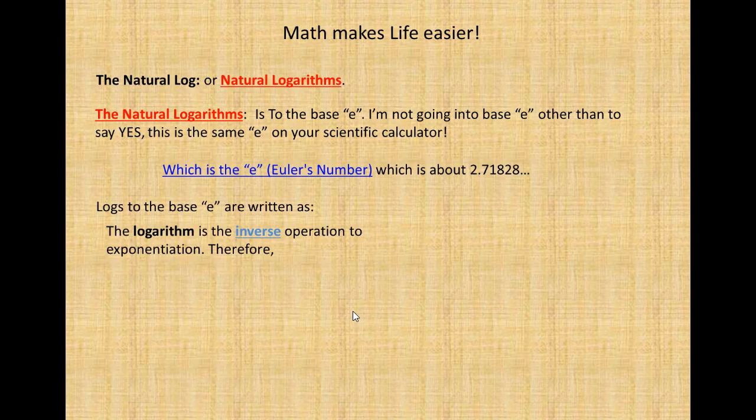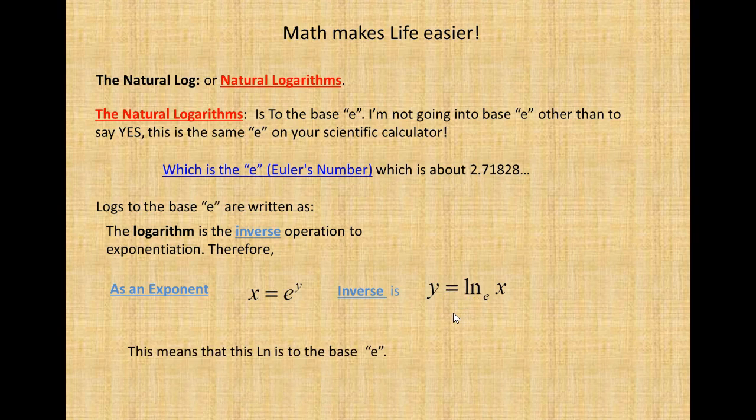Logs to the base e are written like this. The logarithm is the inverse operation to exponentiation, as we said before. Therefore, as an exponent, x equals e to the y, and the inverse is y equals log to the base e of x. The e is not usually written there, but I put the e there to let you know that this is a natural logarithm. When you see ln, you know that's natural logarithm. This means that this natural log is to the base e. Let's continue.